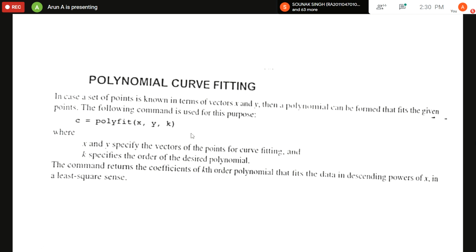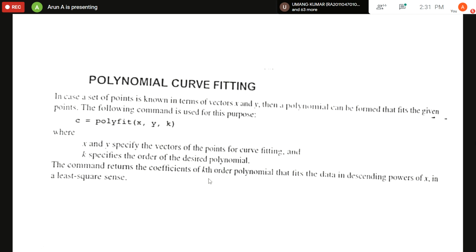So fit the polynomial curve. The syntax is p is equal to polyfit x comma y comma k. Okay, where x and y will be the vectors of the points, and k will be the order of the polynomial. We need a very specific thing, order, isn't it? So x and y will be the vectors, and p will be the desired polynomial. And what is the job of this command?